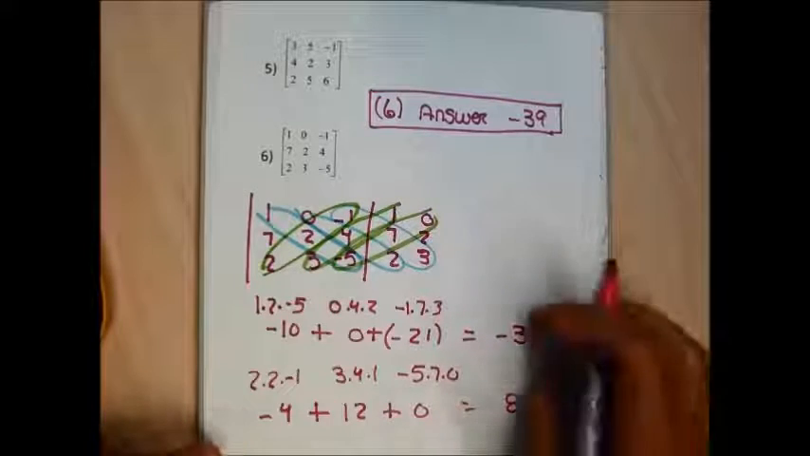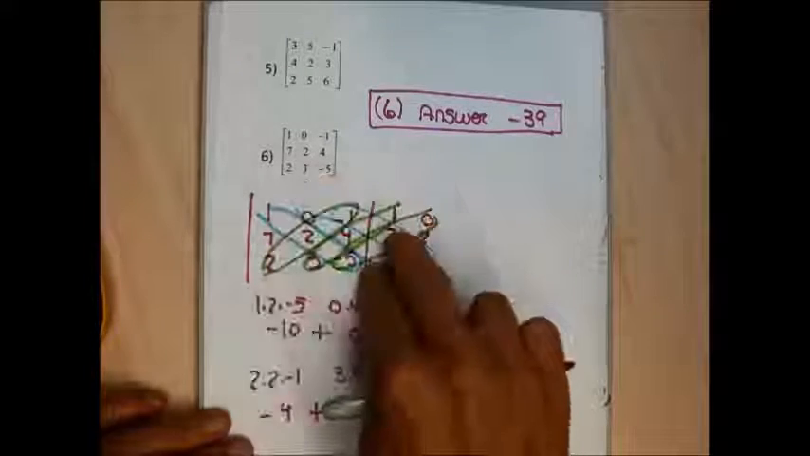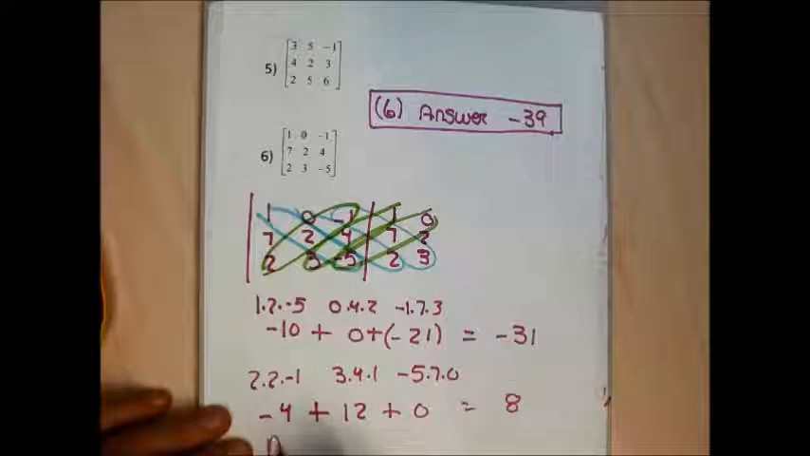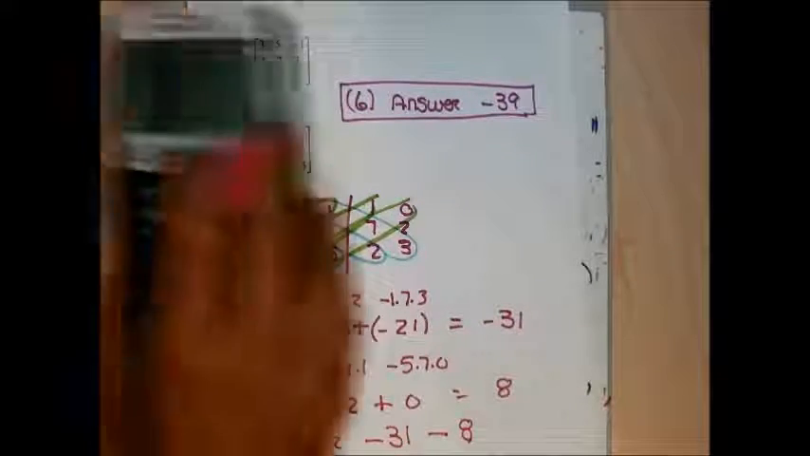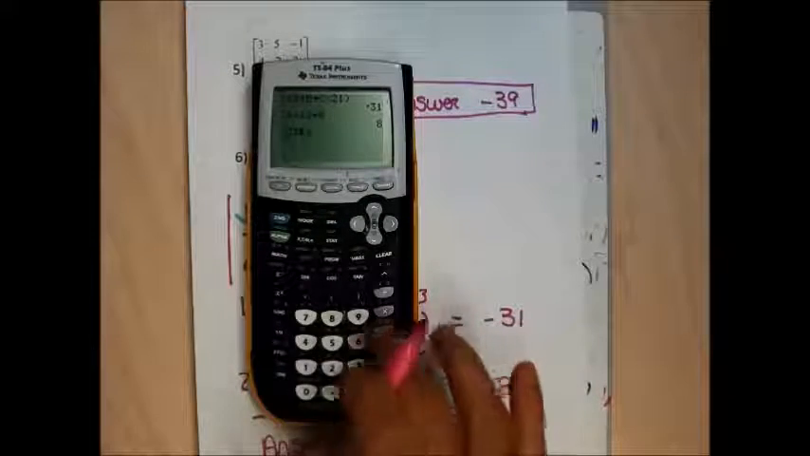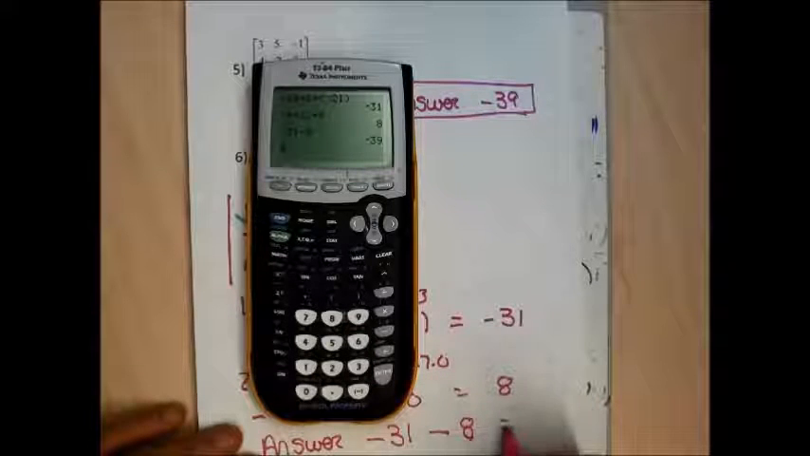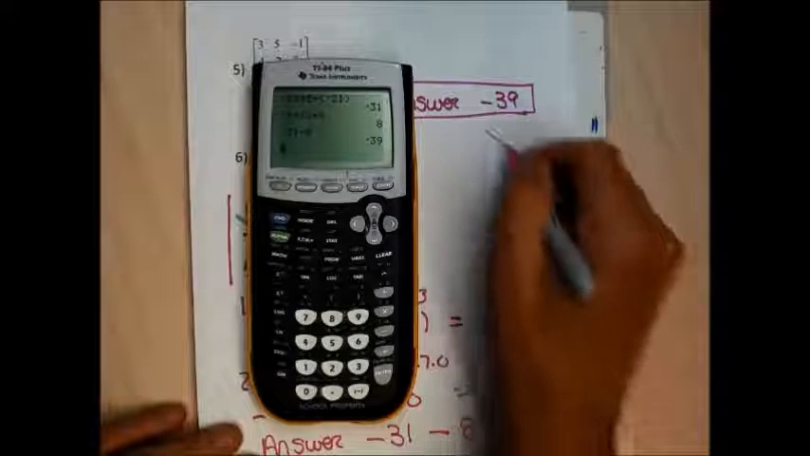For the determinant, I subtract the down from the up number. So the answer I'm going to get by taking the first number that I computed and minusing the second number I computed: negative 31 minus 8 is equal to negative 39, which is exactly what the determinant is.